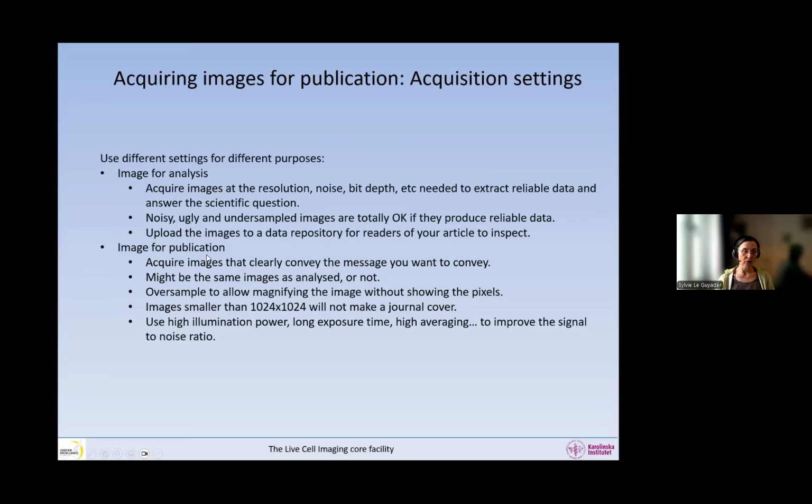But if you know that you're acquiring an image to put in the figure, then it's not a bad idea to oversample a bit. And the images that are smaller than 1024 by 1024 will not make it to a journal cover for sure. So if you're thinking that you have a great image that you want to submit for the cover, just acquire it with more pixels than that. So in that case, when you acquire an image for the article itself, use high illumination power, long exposure time, high average, anything you want to improve the signal to noise ratio.